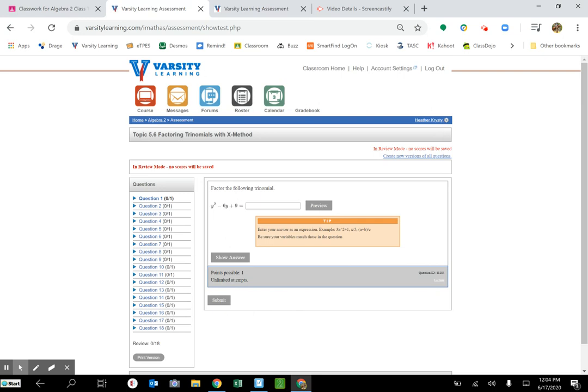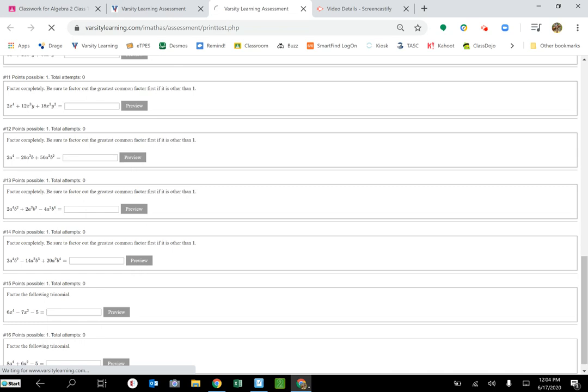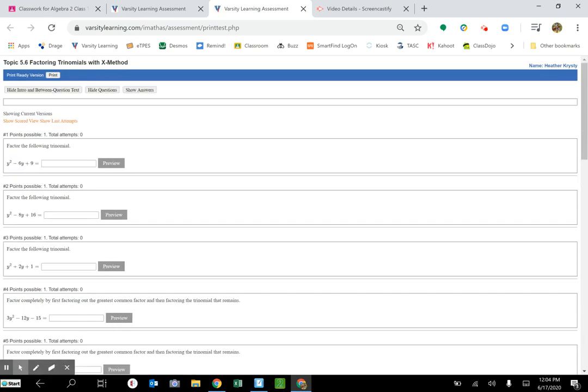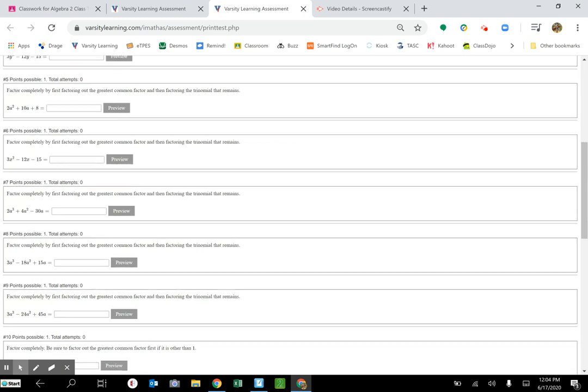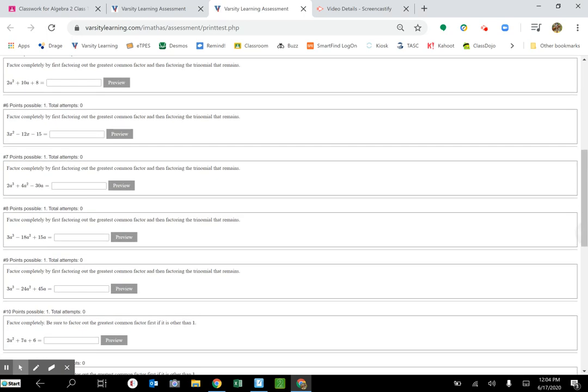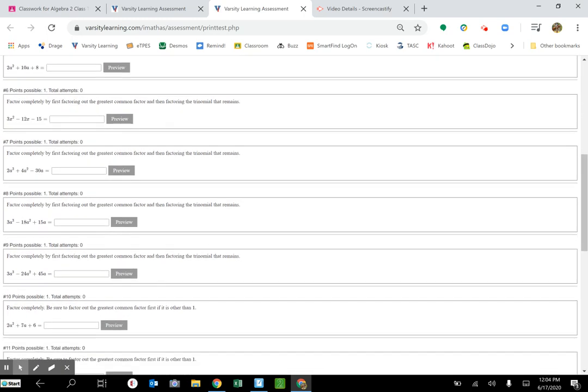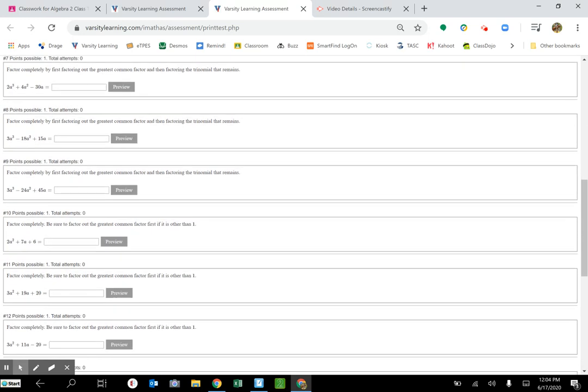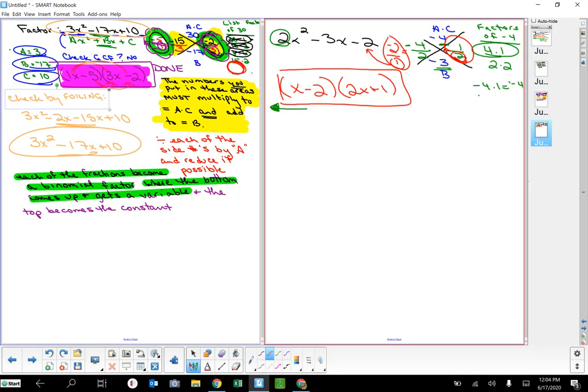I don't know if I showed you how to do this before, but you're aware that at the bottom of the problems, there's a print version, right? And you can click on that and it will give you all of your problems on one sheet of paper. So let's see. I'm looking for something that doesn't have a GCF in it. 2a squared plus 7a plus 6.